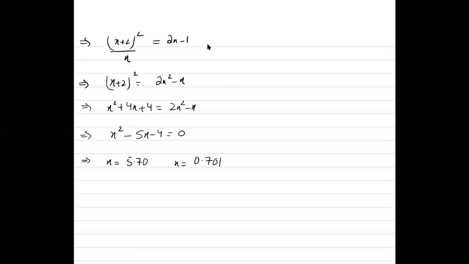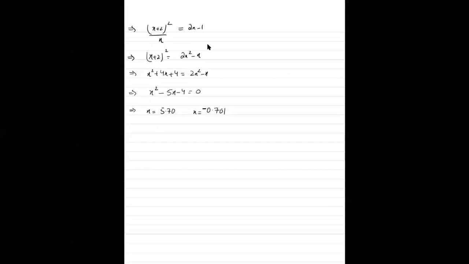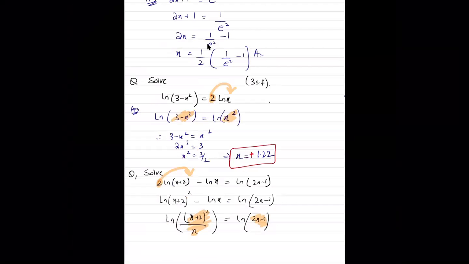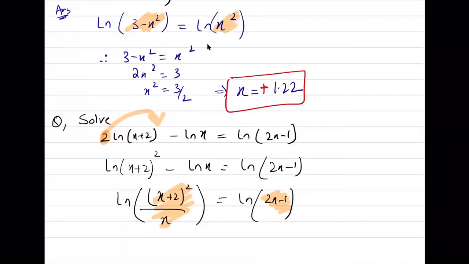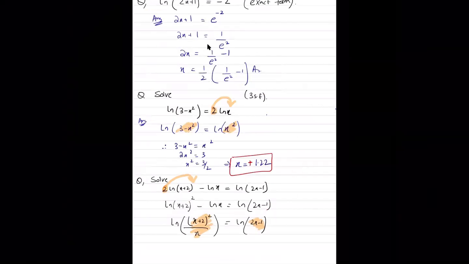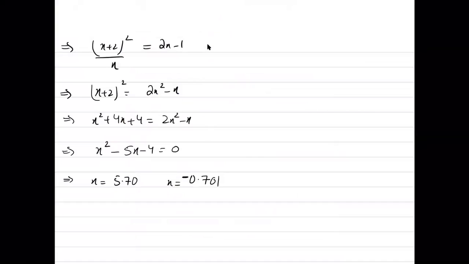Negative. Okay. Now, I'm going to go back to my question and see, is the negative value acceptable? No, it's not. It might work over here. It might satisfy this log, but it won't satisfy this log at all. So yeah, only one answer, that is 5.70. This is the answer.